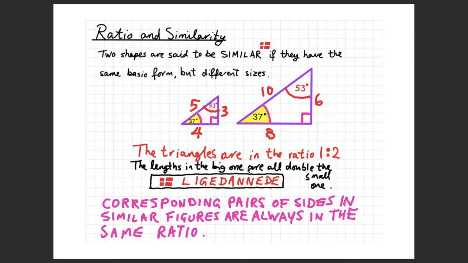So the lengths in the big one are all double the small one, and generally speaking, corresponding pairs of sides in similar figures are always in the same ratio. So corresponding pairs, this one compared to this one, and this one compared to this one, they're always in the ratio, in this case, 1 to 2. Corresponding in Danish, tilsvarende, if you're interested. So I want you to pause the screen, write down all of this super neatly as notes.